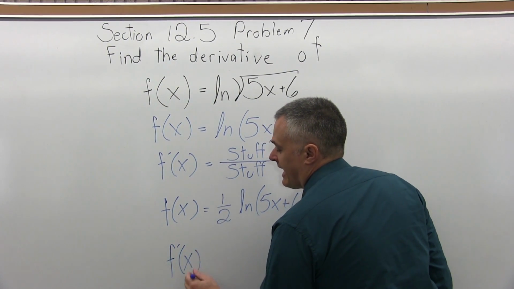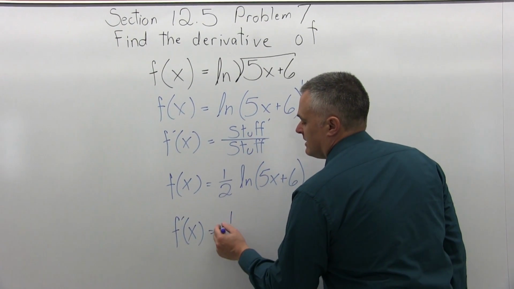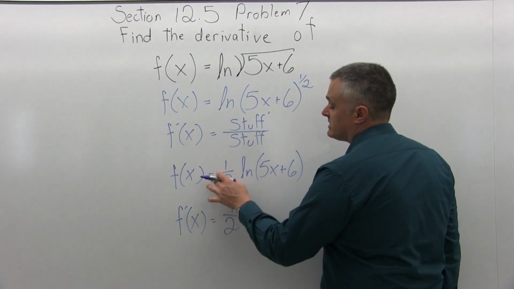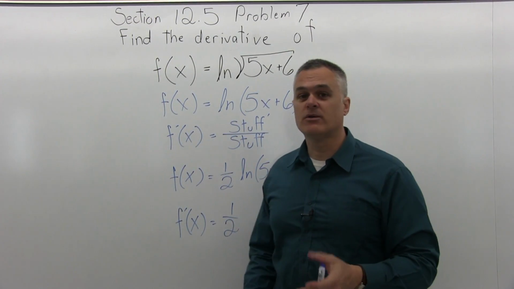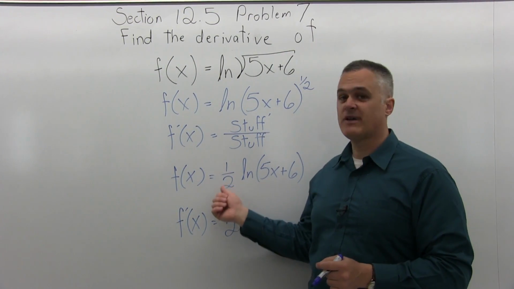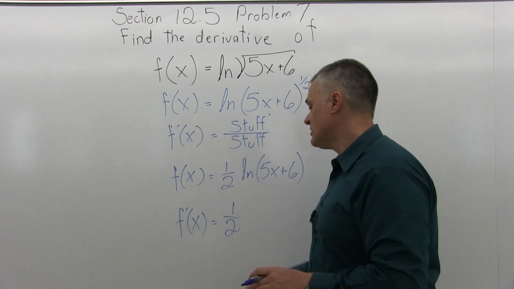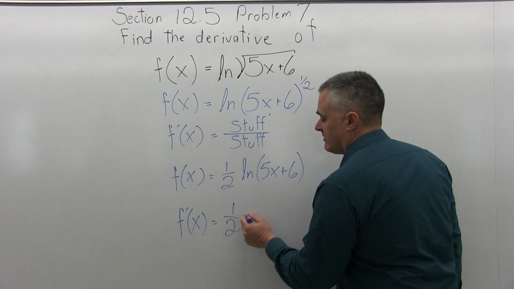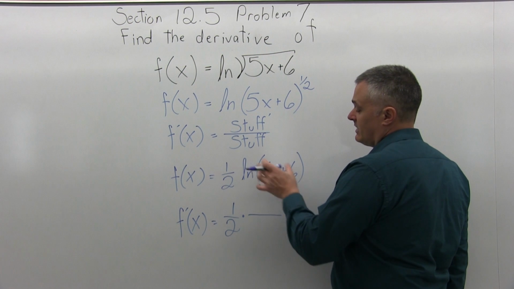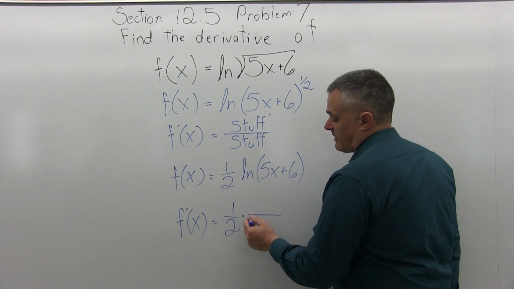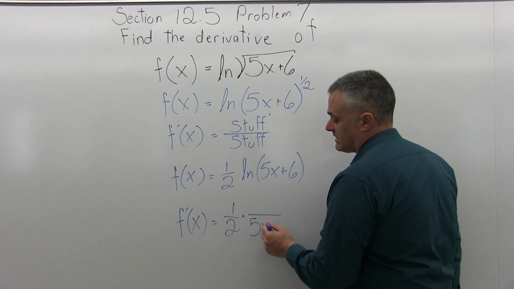Now, you might feel that, well, when I do the stuff prime, the stuff is something in parentheses to a power. I'm going to have to apply the chain rule. And that will work. But it's a little bit more work than you need to do. If you remember your properties of logs, when you have an exponent, you can bring it down in front of the log. So you can rewrite the function again, no prime yet.